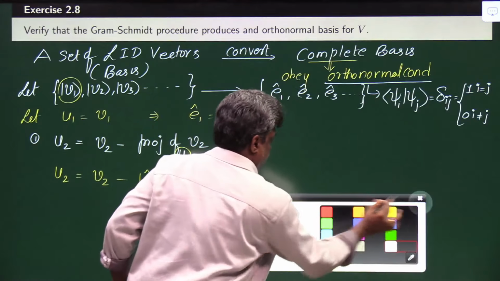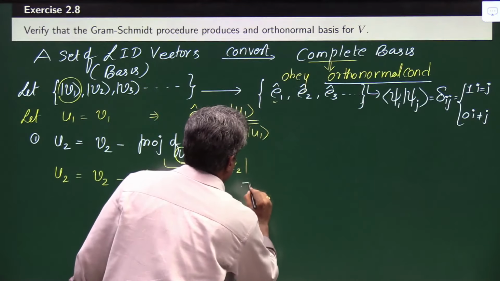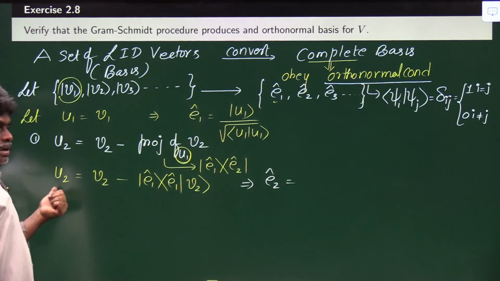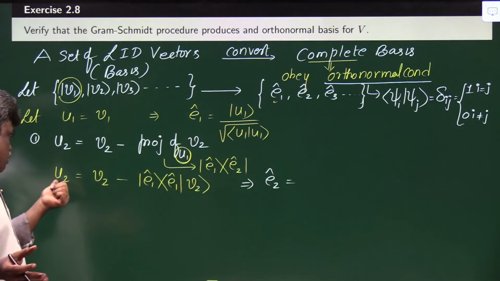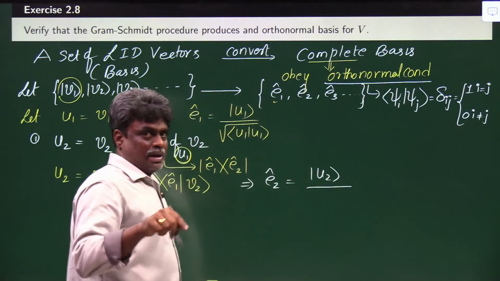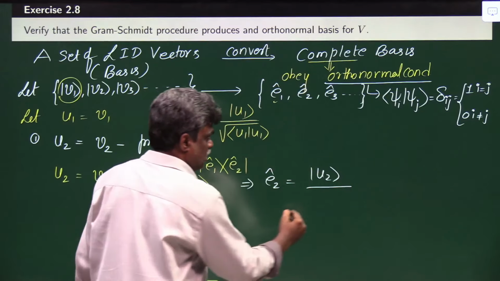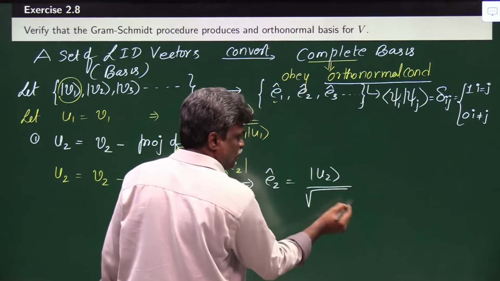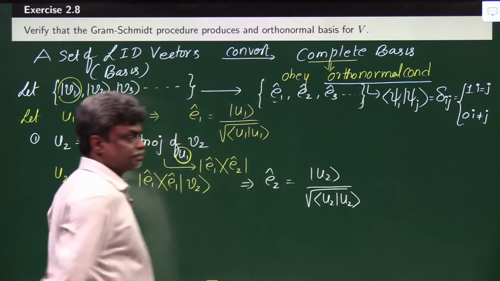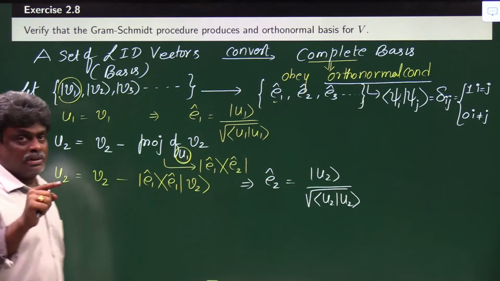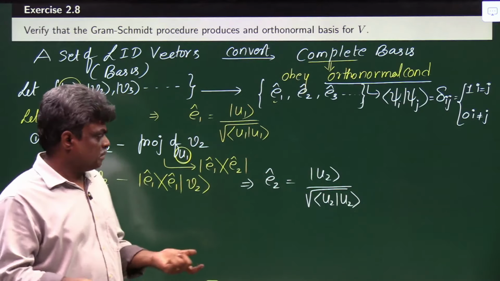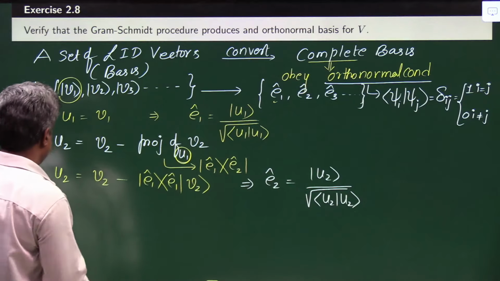As usual, I have to find the corresponding unit vector, that is e2 cap. I am finding the unit vector corresponding to u2, which is u2 divided by its magnitude or norm, or we can say this is simply the square root of the normalization constant, inner product u2 u2. Earlier we have seen that is 1 by the square root of mod a square plus mod b square, which is nothing but the inner product of u2.